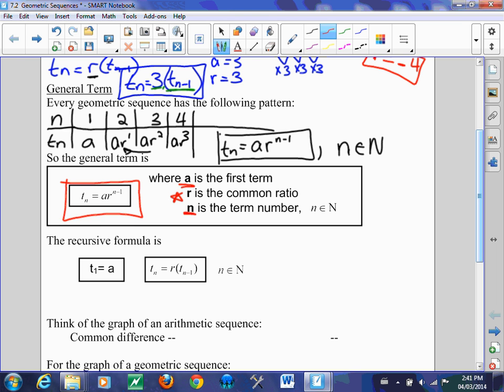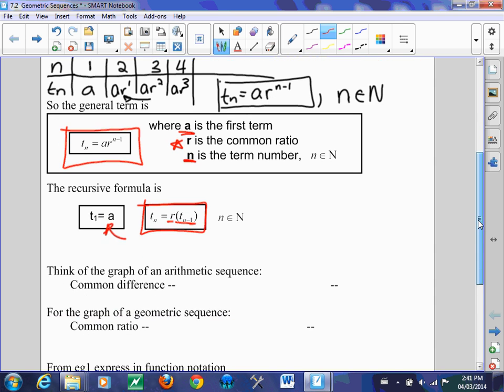As I've already addressed above, our recursive formula is t at n, where you take whatever term you have, times it by R to get the next term. And just remember that the first term equals A.